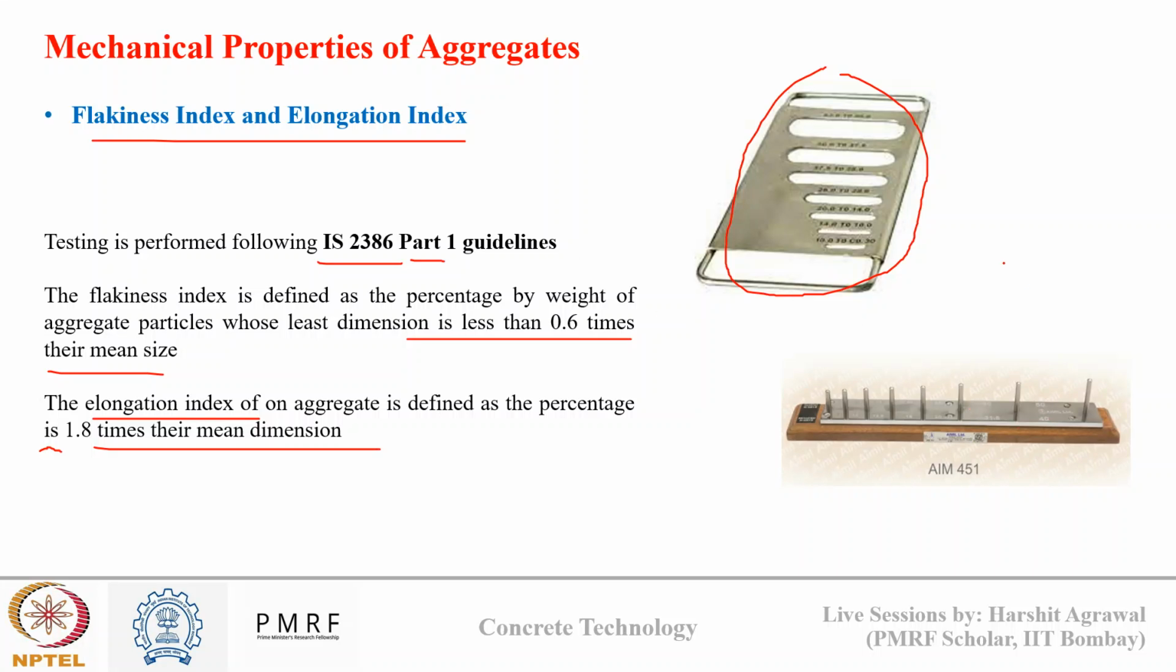So what I do, I will take each aggregate grain and I will determine the size, and then I will record the size, and then later on I will see how many aggregates are more than 1.8 times the mean dimension, and that will be my elongation index. Similarly I will do this for flakiness index.